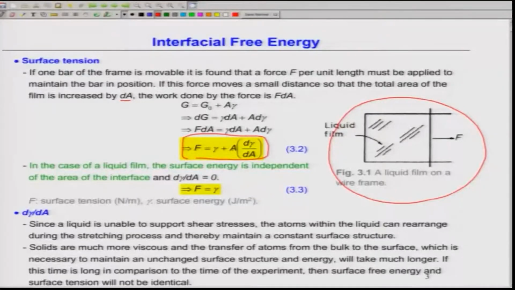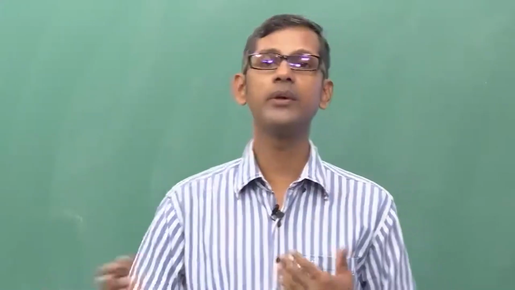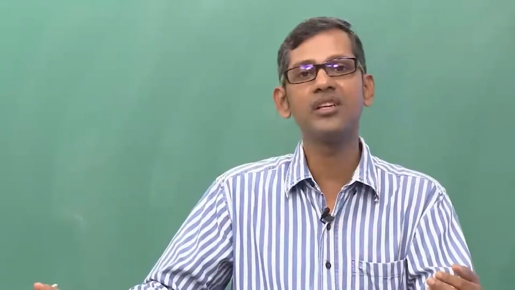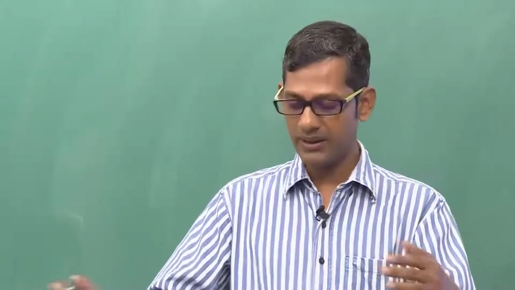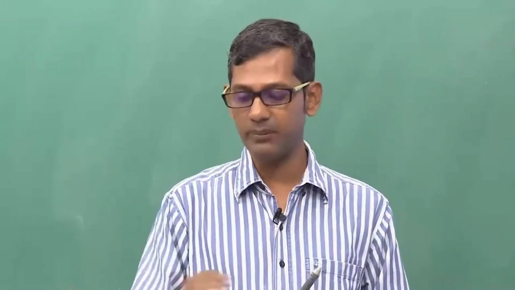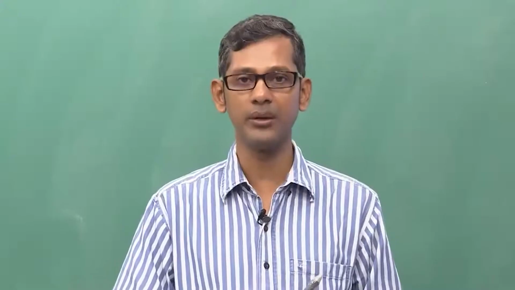Now, for liquids, surface energy is always independent of the area, that I will explain why. That is why for liquid you always assume d gamma by dA is 0, and that is why F becomes completely equal to gamma. Why is it so? Because a liquid will not be able to support any shear stress. If you apply shear stress, liquid atoms will rearrange themselves, and stretching of this film by application of the force F is equivalent to application of shear force on a liquid.